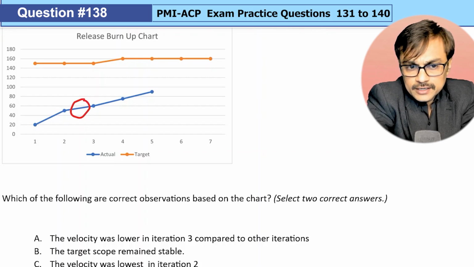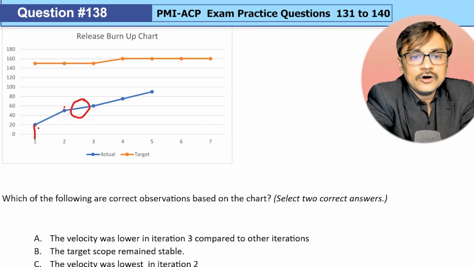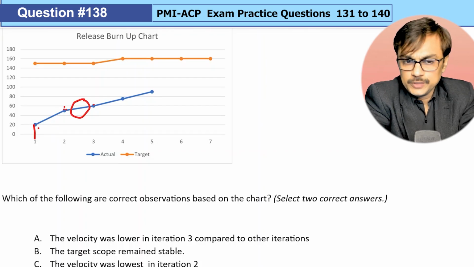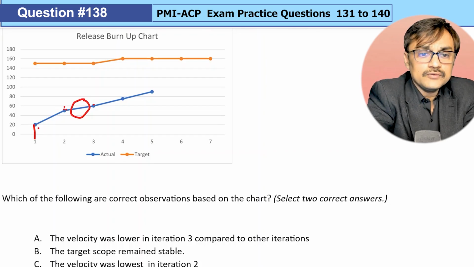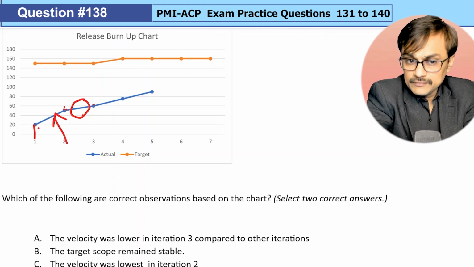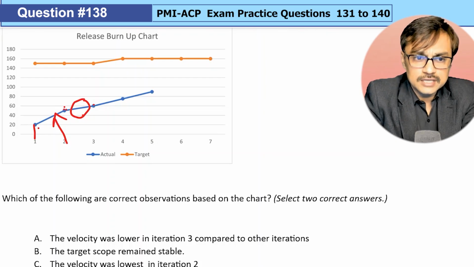In the first iteration, we had 20 story points completed. In the second iteration, we went from around 20 to 50. If this is 50, then we can say around 30 story points completed. From second to third, it was only 10 story points completed because we went from 50 to 60. In the fourth, again, we went around 18, 19 because it was near 80. And then again, it was near 100. So this was around a 20 story point range. In simple words, in iteration 2, we had the max velocity. In iteration 3, we had the min velocity. And in other places, we had around 18 to 20 velocity. That much information is coming from here.